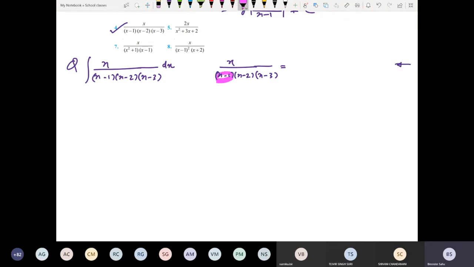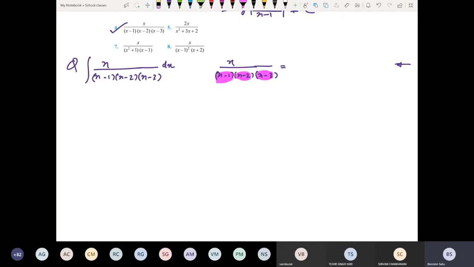Here we have 3 linear factors, x minus 1, x minus 2, x minus 3. Before applying, you should check whether the degree of the numerator is less than that of the denominator or not. Here it is clear, the degree of the numerator is 1 and that of the denominator is 3. So the numerator has a lower degree than the denominator, so we can apply partial fractions.